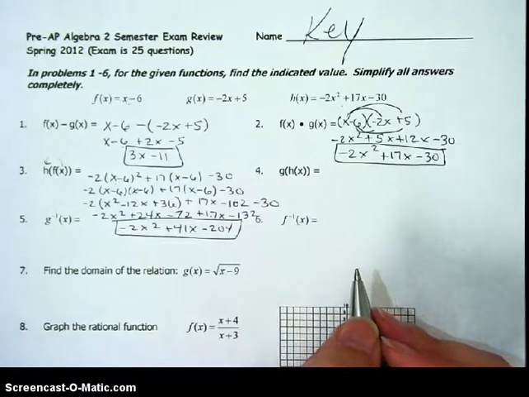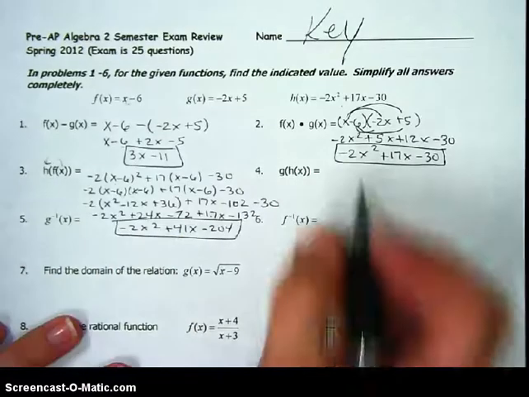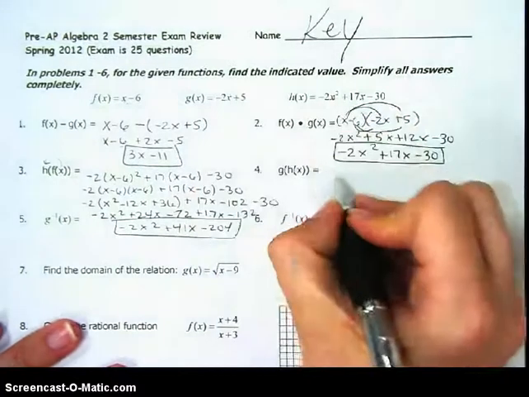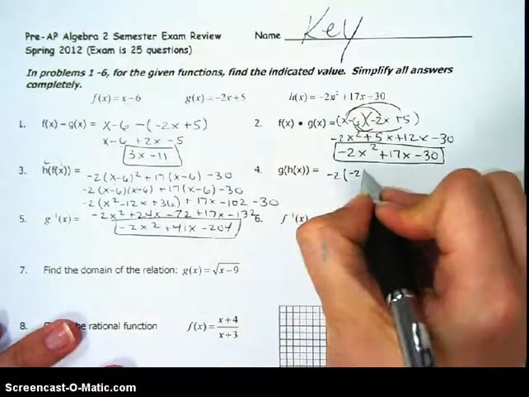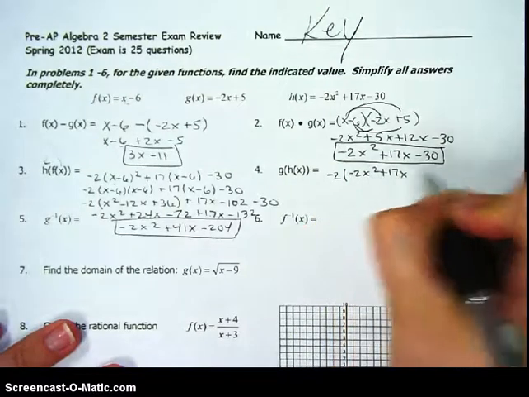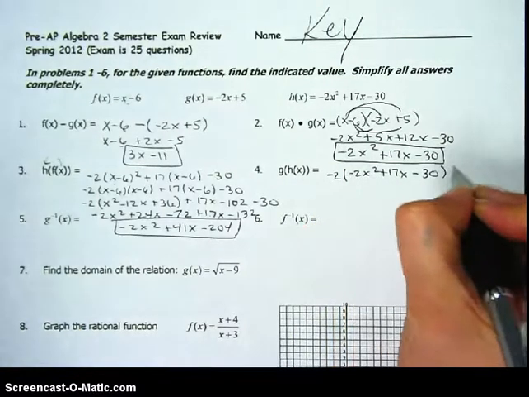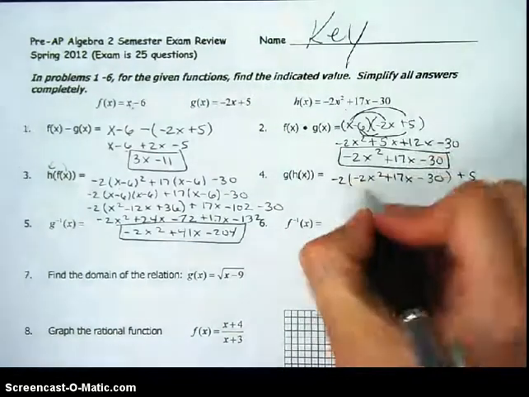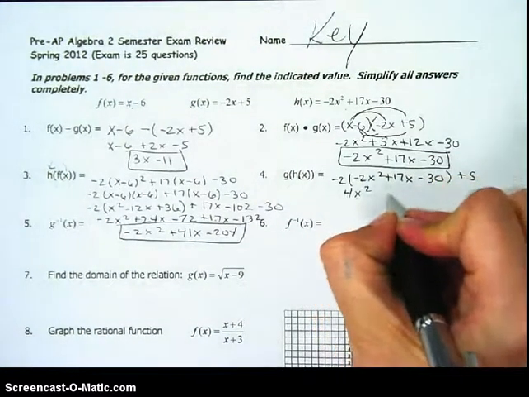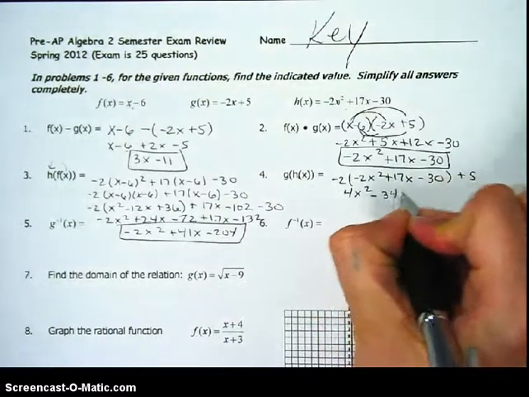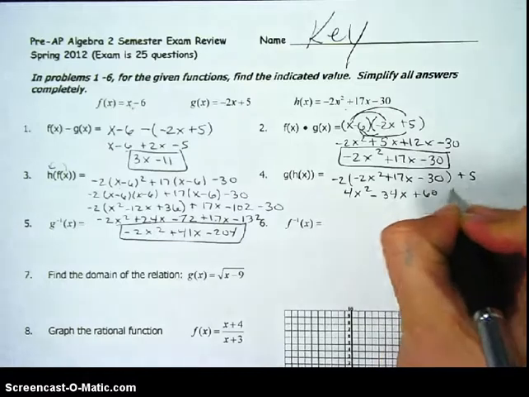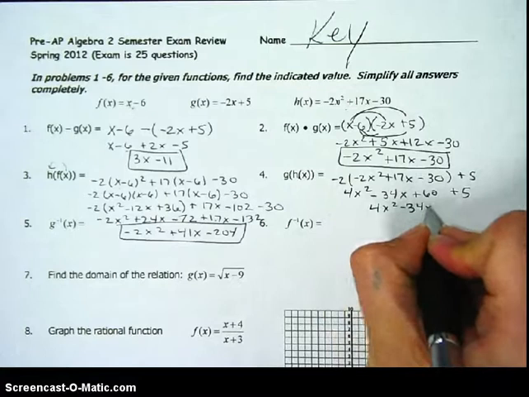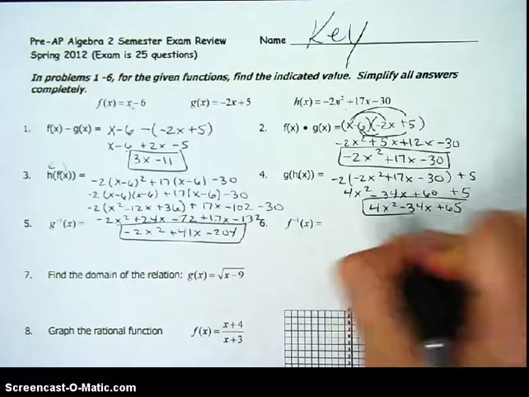Putting h of x into g of x. We put h of x into g of x, so we're going to put this into here. So negative 2 times negative 2x squared plus 17x minus 30 plus 5. Don't forget the plus 5 there at the end. Distribute. We get positive 4x squared minus 34x plus 60 plus 5. So 4x squared minus 34x plus 65 would be your final answer.